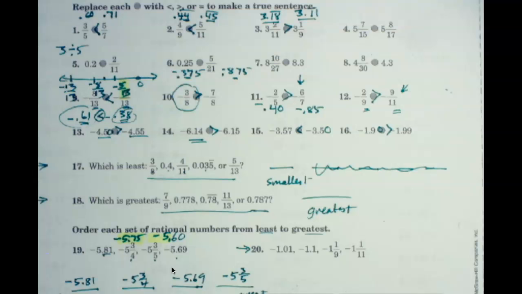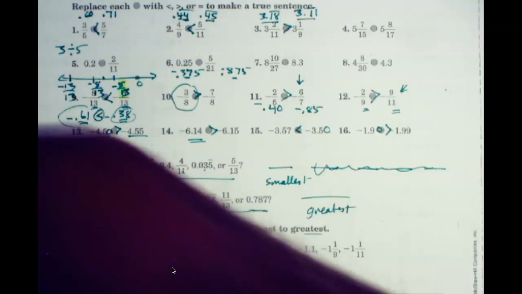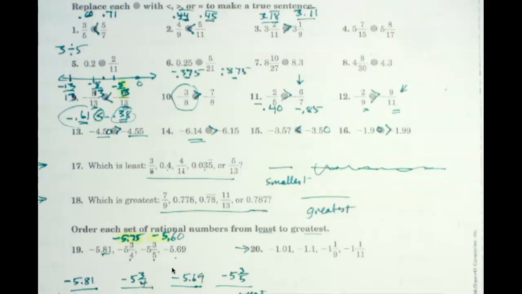All right. Now, let's just take a look at this question here, number 21. Which point on the number line is the graph of 0.875? Well, you could think about this a couple ways. 0.875, and let's just make this into a fraction.